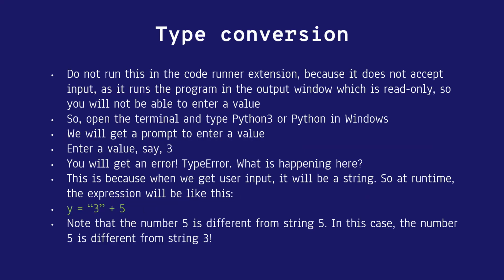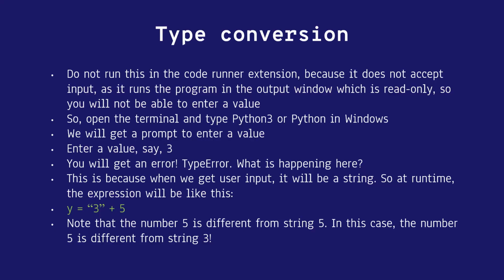So open the terminal and type python3, or python in Windows. We will get a prompt to enter a value. So enter a value, let's say 3. You will get an error. Type error. What is happening here? You will ask. This is because when we get a user input, it will be a string. So at runtime, the expression will be like y equals string 3 plus 5.